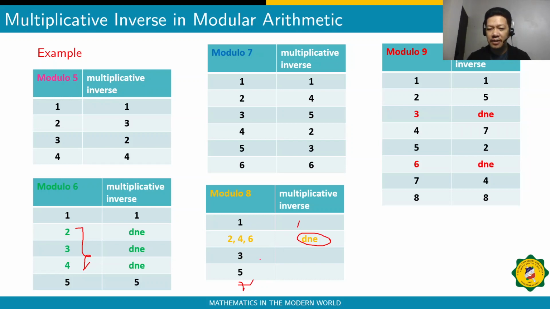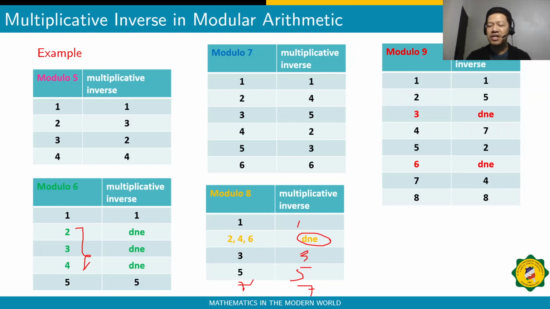How about 3? It's 3, because 3 times 3 gives you 9, and if you divide by 8 there will be a remainder of 1. How about 5? It's still 5, because 5 times 5 is 25, and if you divide that by 8 there will be a remainder of 1. And how about 7? 7 itself, because 7 times 7 is 49, and if you divide that by 8 there will be a remainder of 1. I hope you already get what we call the multiplicative inverse.